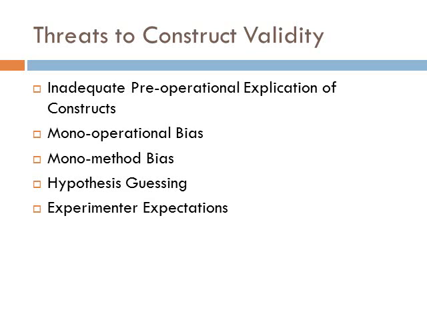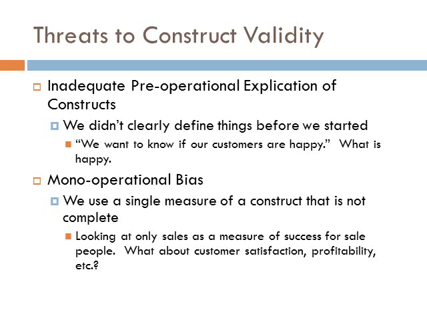It's not all of them, but it's the ones that are most important or most often come up. That is, of course, depending on what you're studying. But we'll talk about the inadequate definition of the constructs, mono-operational bias, mono-method bias, hypothesis testing, and experimenter expectancies.